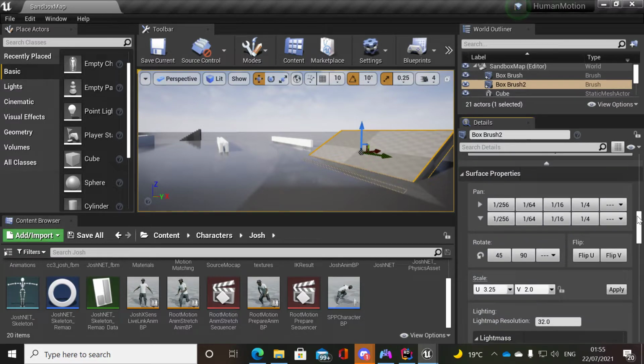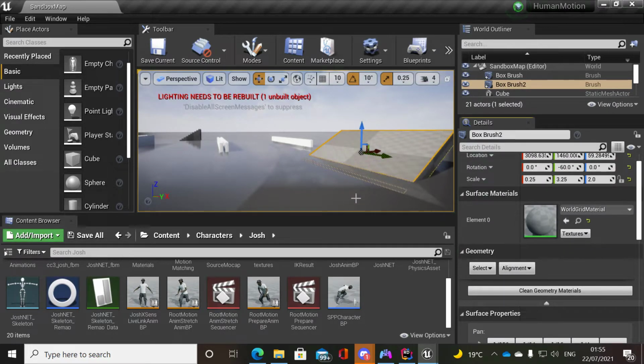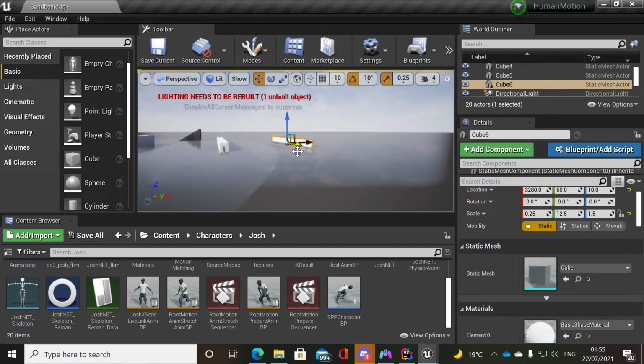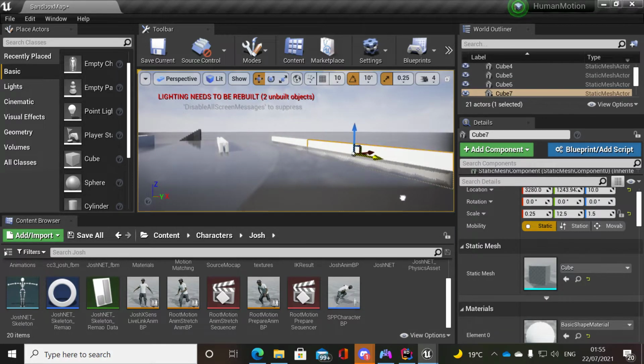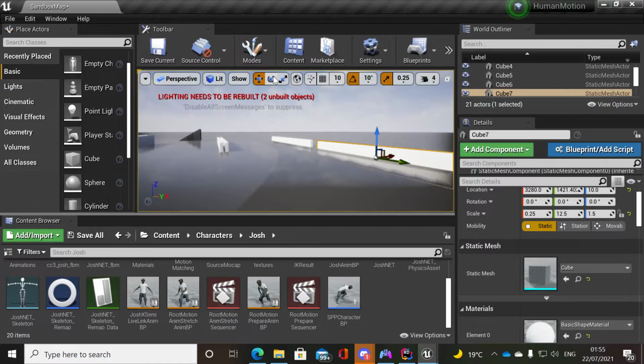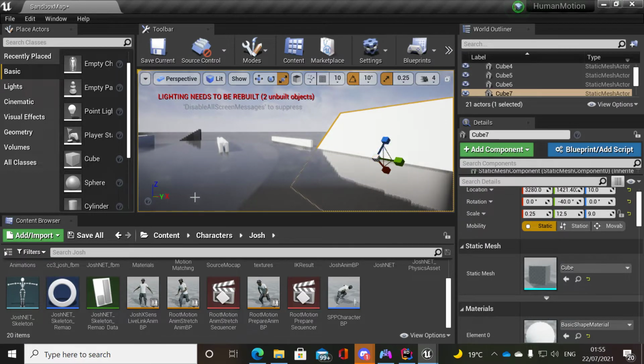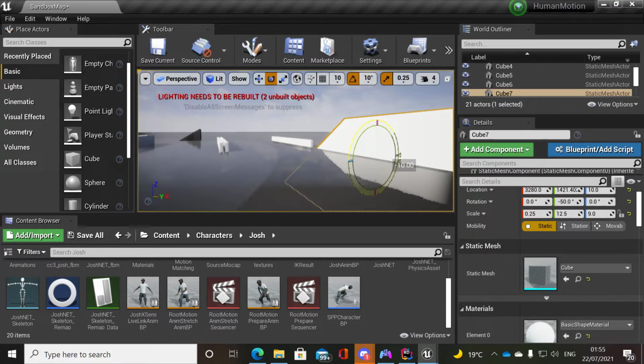No, okay, let's have a cube then. Yeah, a normal cube. Literally just bring this across here. Rotate this. Make it massive. I'll rotate it a little bit more, to be fair.